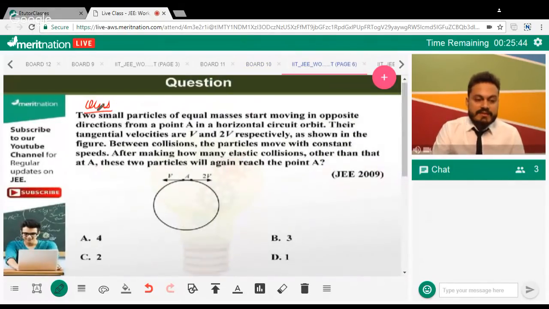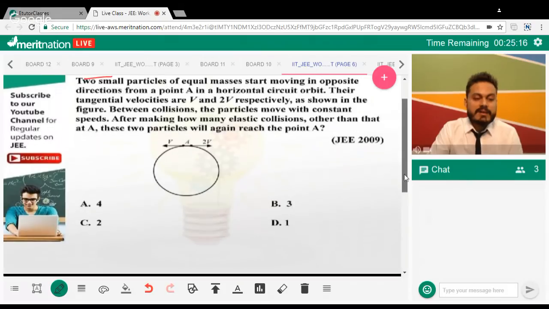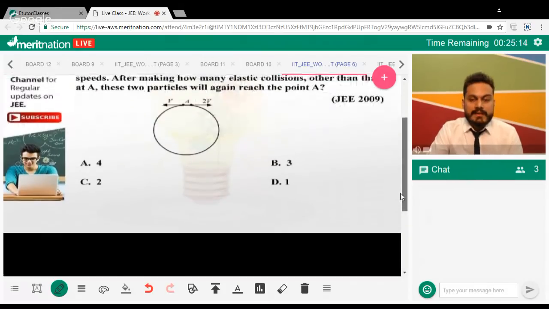Let's read it. Two small particles of equal masses start moving in opposite directions from a point A in a horizontal circular orbit. Their tangential velocities are v and 2v respectively, as shown in the figure. Before collision, the particles move with constant speeds. After how many elastic collisions will these two particles again reach the point A?